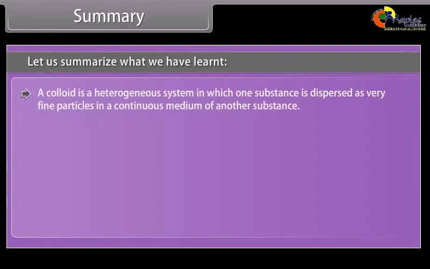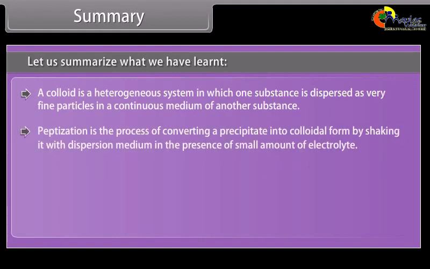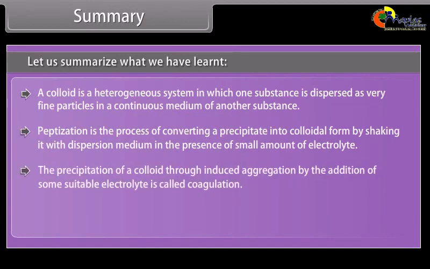A colloid is a heterogeneous system in which one substance is dispersed as very fine particles in a continuous medium of another substance. Peptidization is the process of converting a precipitate into colloidal form by shaking it with dispersion medium in the presence of small amount of electrolyte. The precipitation of a colloid through induced aggregation by the addition of some suitable electrolyte is called coagulation.